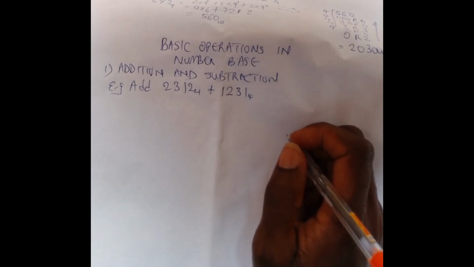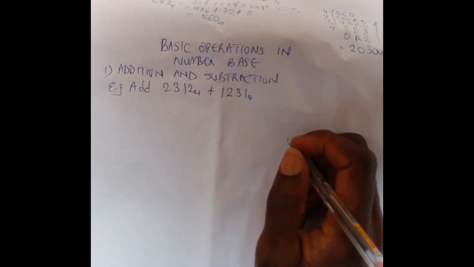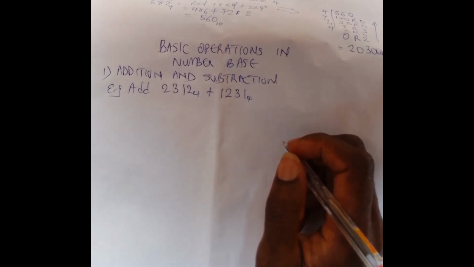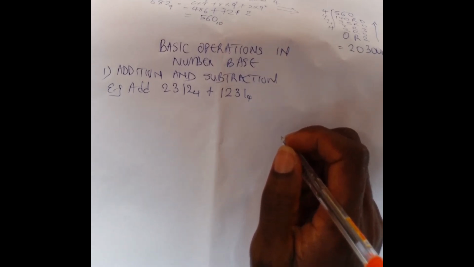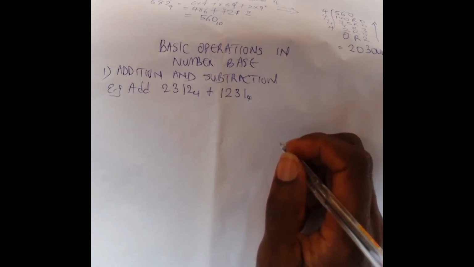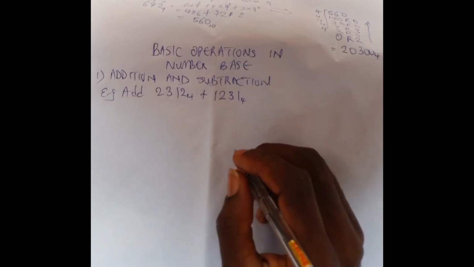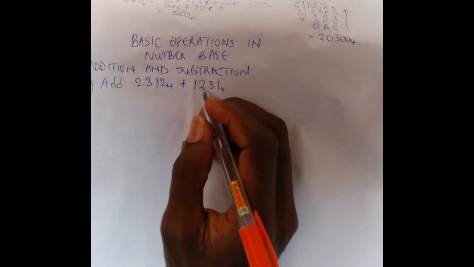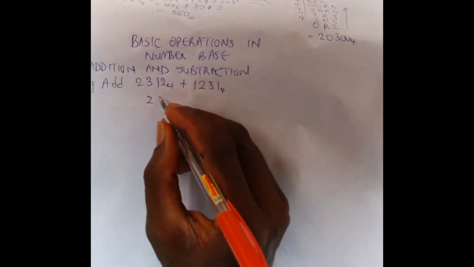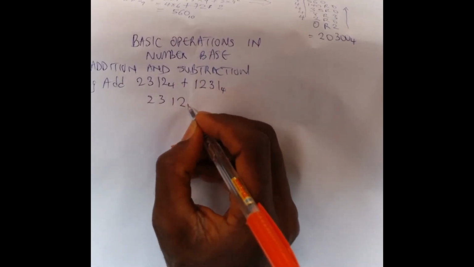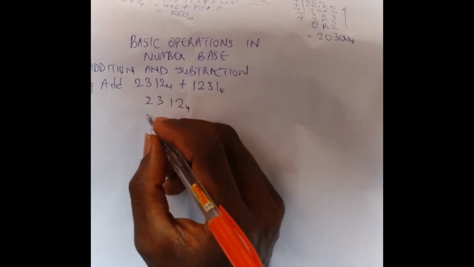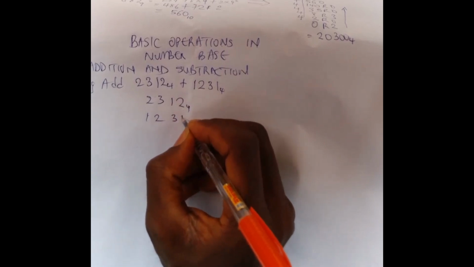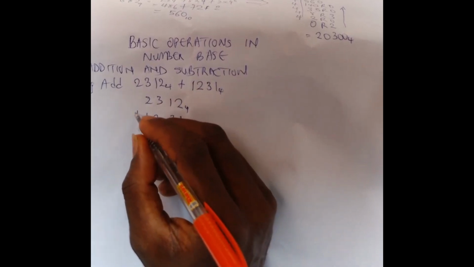Now we have to add 2312 base 4 plus 1231 base 4. Now we're in addition and subtraction of a number base. So how do we add them? Write the first one, 2312 base 4 and 1231 base 4. Let's add them together.